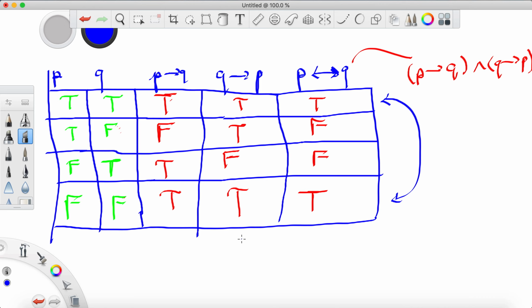"Paris is in England if and only if 2 plus 2 equals 4." That is also false, right? Because Paris is not in England, however, 2 plus 2 does equal 4. Finally, "Paris is in England if and only if 2 plus 2 equals 5." Absolutely a true statement, because neither of them is true.